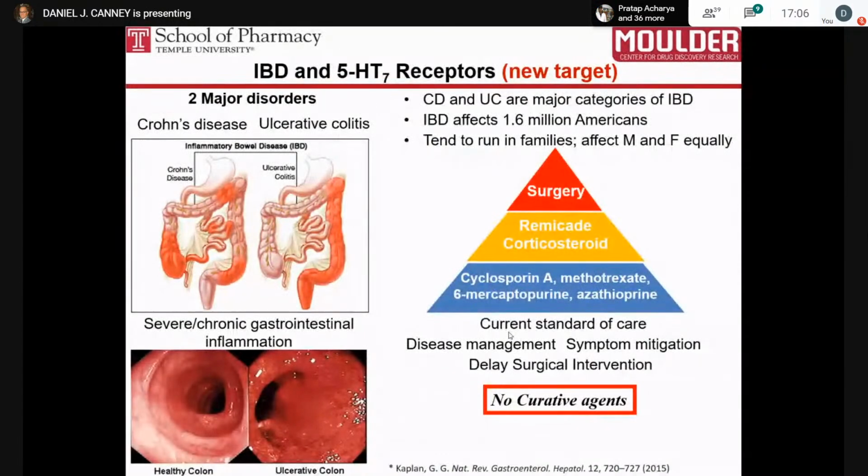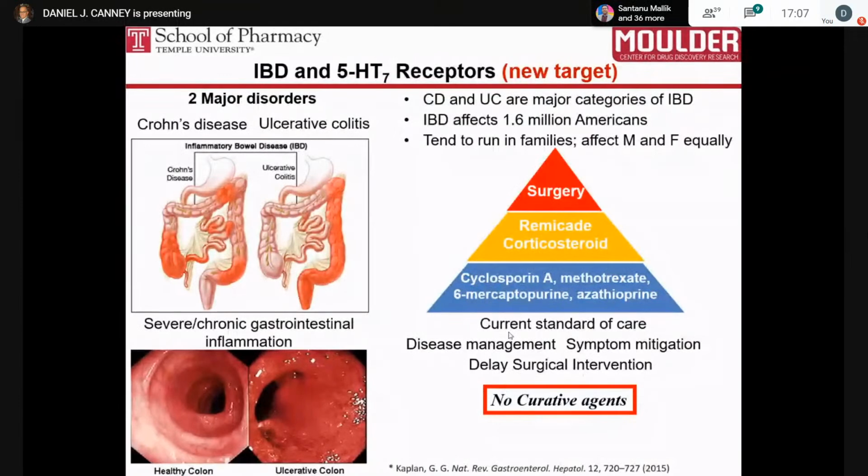And so the next couple of slides are designed to try to convince you that 5-HT7 might have something to do with inflammation, right? Which is not something we typically associate with serotonin, right? So Crohn's disease and ulcerative colitis are major categories of inflammatory bowel disease. It's a very common problem throughout the world, and the treatments are shown here, right?